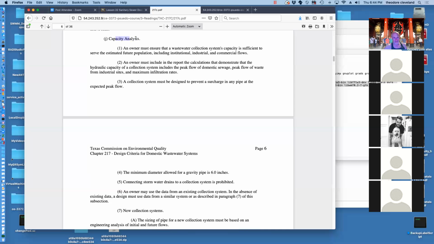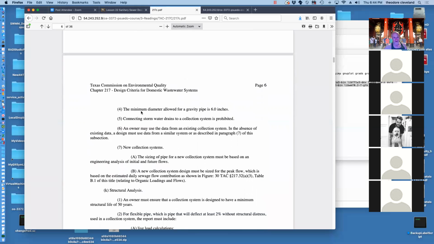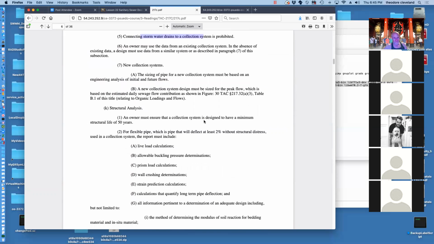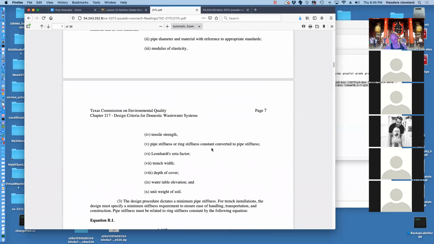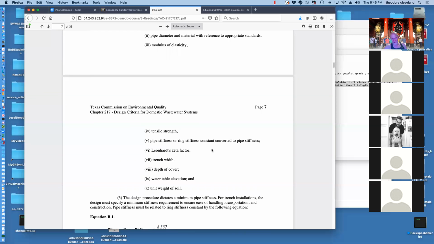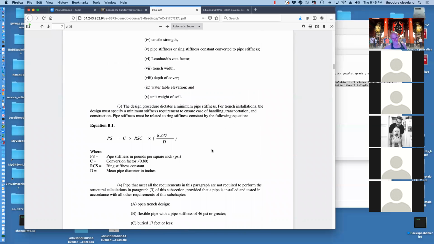And then next we have a capacity analysis. So this is to make sure that we make the system big enough. We have a prescribed minimum diameter for gravity pipe in Texas of 6 inches. Again, big enough to accommodate a beer can or a small stuffed animal. Stormwater connections are prohibited. And then there's the structural analysis aspects. So we're seeing much of the content of the Land Development Handbook chapter being reiterated here, or pre-iterated, I suppose.